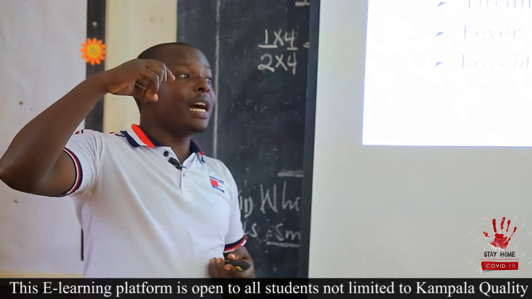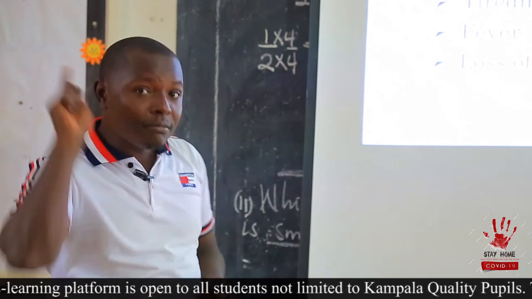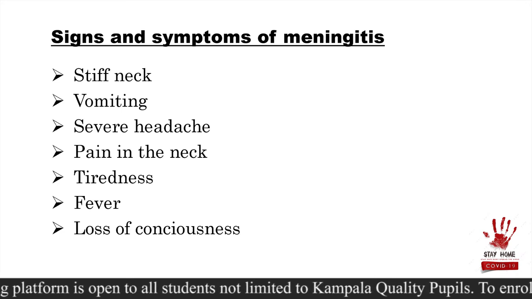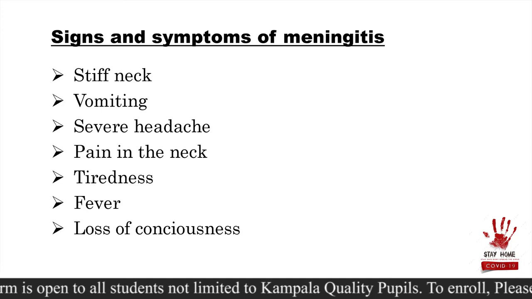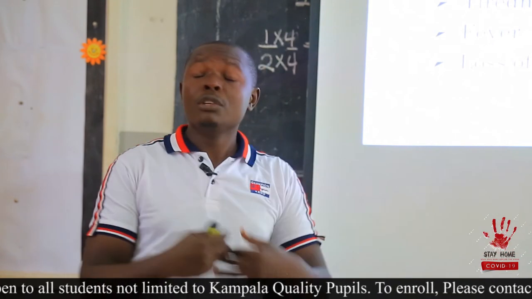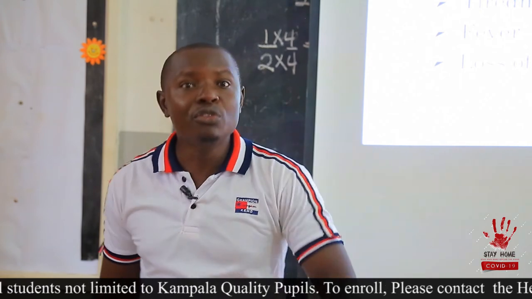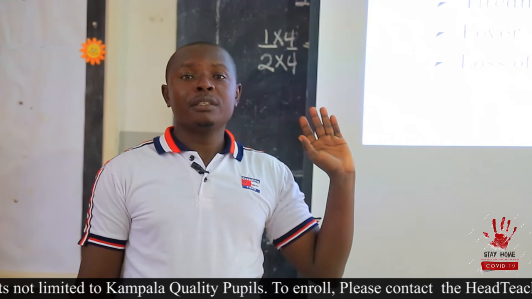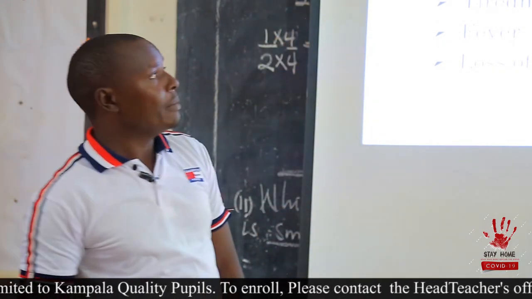Fever is when the body temperature goes beyond the normal one. It's a symptom, not a sign. Then there is loss of consciousness. You find some people just seated in their chair at home, and they lose consciousness. You don't understand what is taking place. What do I mean? You faint. You lose consciousness all the time. So you faint, and that is meningitis, the signs and symptoms of meningitis.